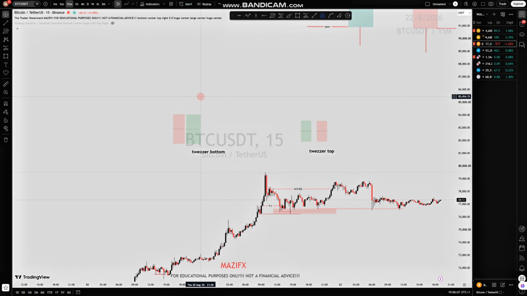Now the tweezer bottom is under the bullish candlestick pattern, while the tweezer top is under the bearish candlestick pattern. So now what's the logic? Price is selling in large momentum. All of a sudden it gets to your demand zone, and just at your demand zone, another bullish candle forms, and it's exactly proportional to that of the previous bearish candle.